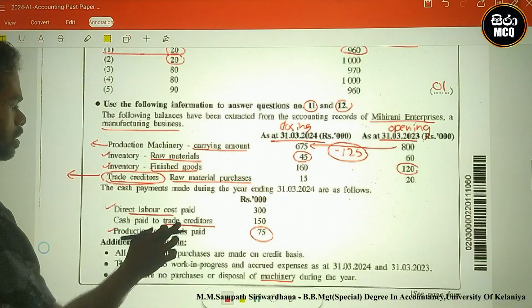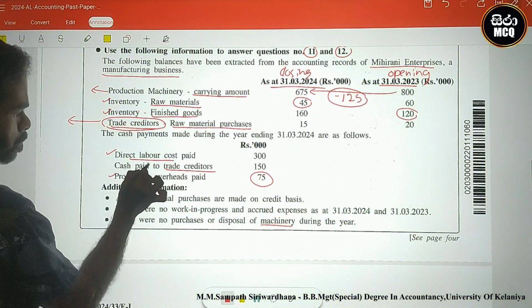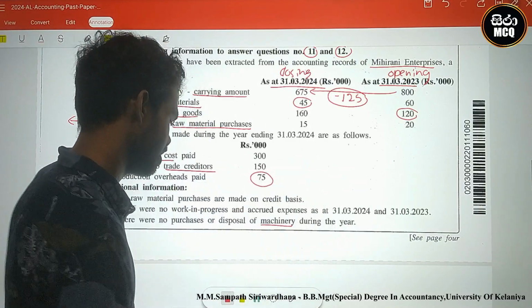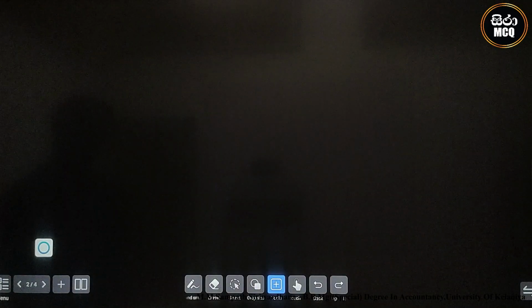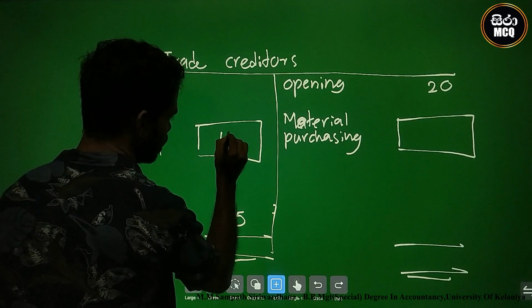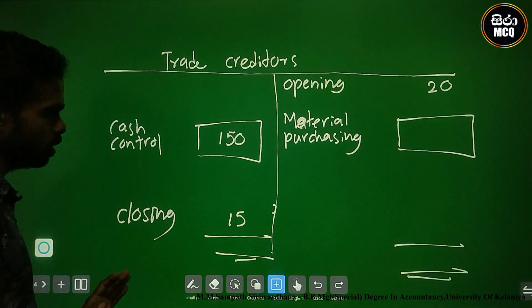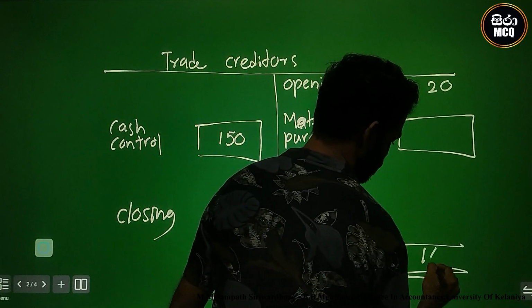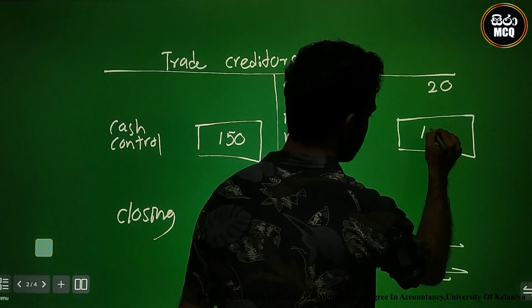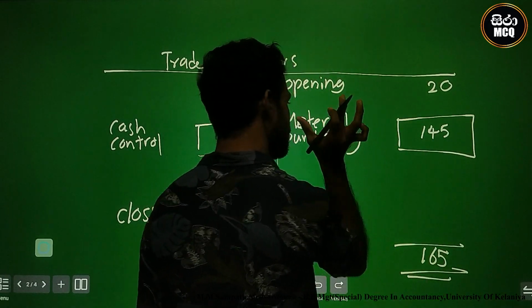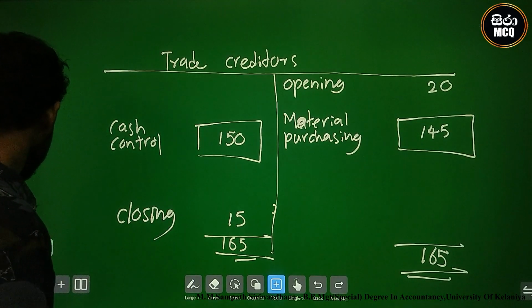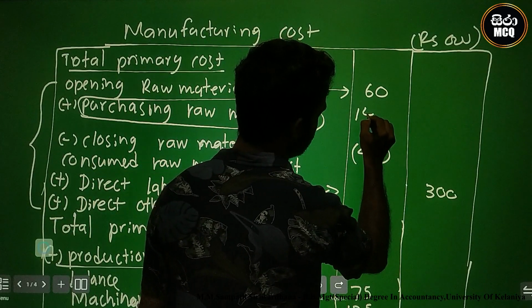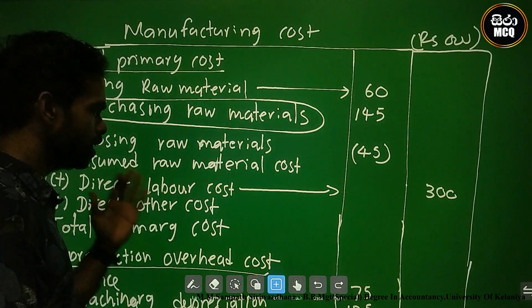Cash paid. Look here. Cash paid to trade creditors 150. Cash credit, trade creditors debit 150. Find the answer. 165. 145 is material purchasing. Okay, let's see. Find the answers.